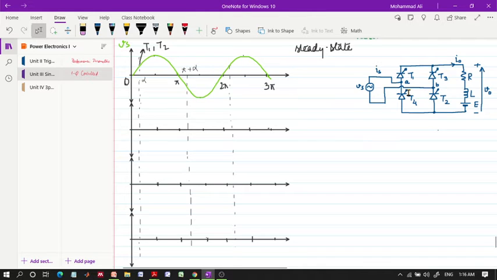And what about T3 and T4? A negative voltage will come across these two thyristors, and what will be the peak of that? It will be minus of Vm, because this voltage plus this voltage will come across these two thyristors, and they will evenly divide among each other.